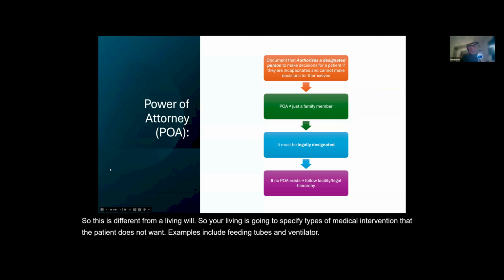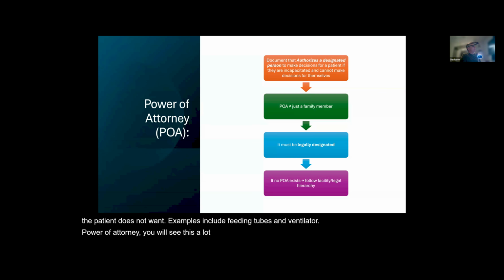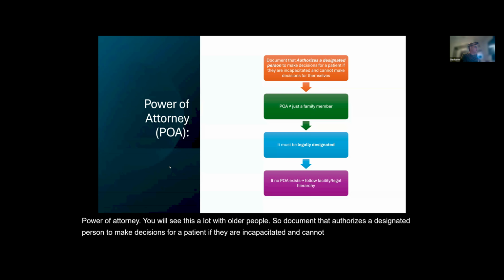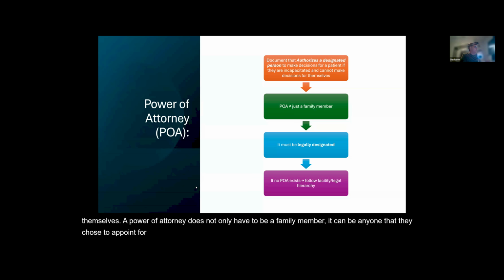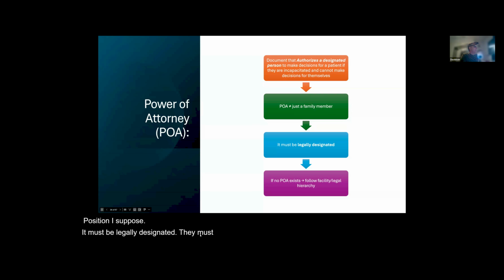Power of attorney, you will see this a lot with older people. It is a document that authorizes a designated person to make decisions for a patient if they are incapacitated and cannot make decisions for themselves. A power of attorney does not only have to be a family member, it can be anyone that they choose to appoint for that position. It must be legally designated. They must have paperwork. If no POA exists, you have to follow the facility and the legal hierarchy.